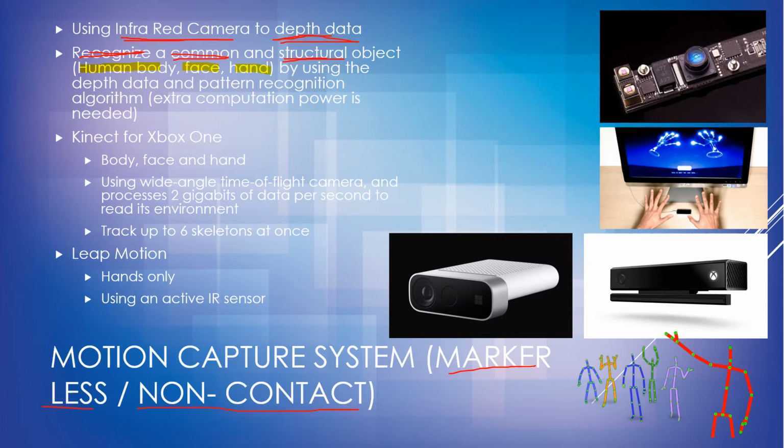The recognition of common or structural objects needs an extra algorithm. It needs extra depth data and a pattern recognition algorithm, so it needs extra computation power. You need quite a lot of energy to do it, most likely around 220 watts. It cannot easily be carried by a notebook or a smartphone. Most likely you need an extra electricity source to run this kind of sensor.